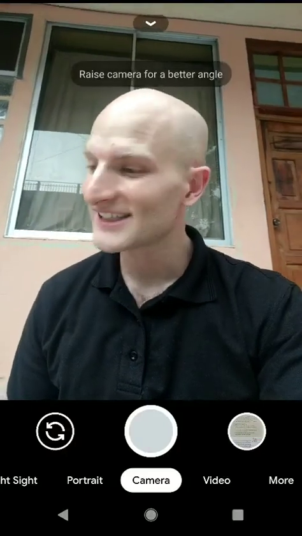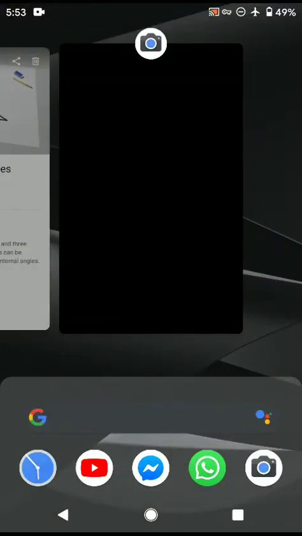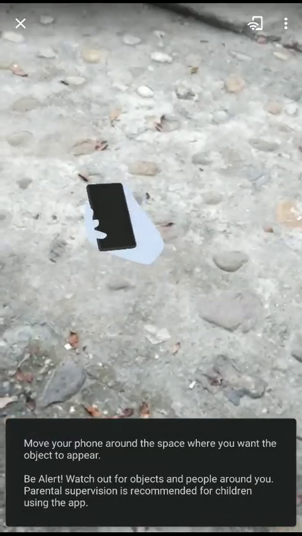Okay, now guys, we're done with that part of class. Now it's time for augmented reality. So watch this. We're gonna go here. And now I'm in an app. It's called Expeditions, and I think it's made by Google.